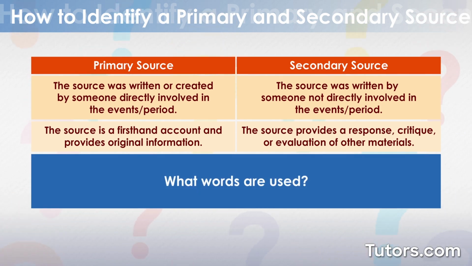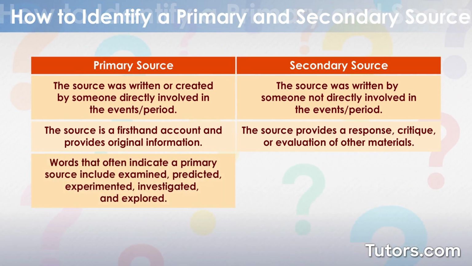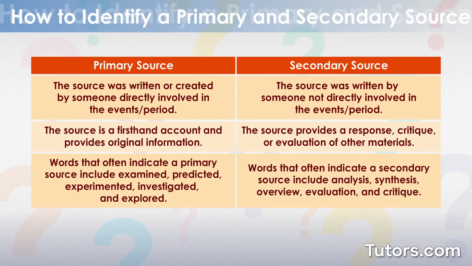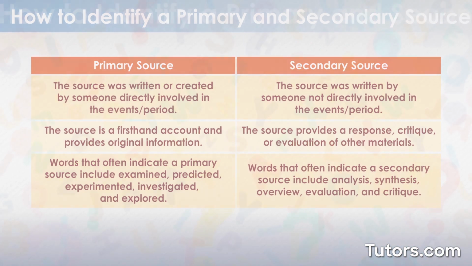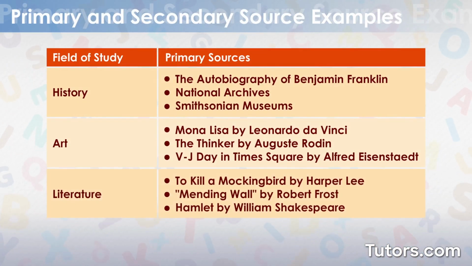What words are used? Words like examine, predict, and investigate often indicate a primary source. Words like analysis, overview, and critique indicate a secondary source. These are examples of primary sources in various fields of study.